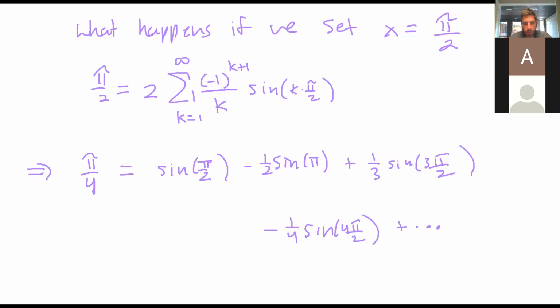So let me be very clear with what I mean by that. This guy, this is equal to 1. Sine of pi is equal to 0. 3 pi over 2, this is equal to -1. This is equal to 0. So think about that for a second and see if you have a question that you might want to ask.